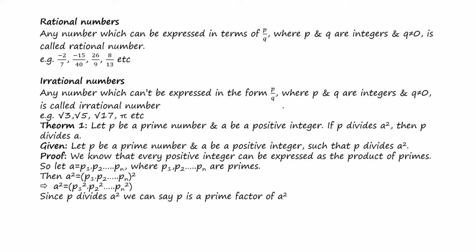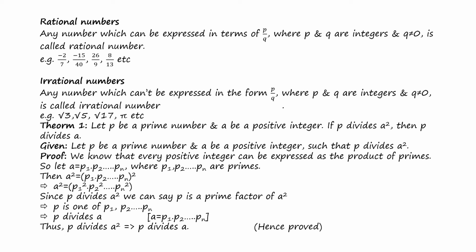Since p divides a square, we can say p is a prime factor of a square. So p is one of p1 or p2 or p3 up to pn, which implies p divides a, because a equals p1 into p2 into p3 up to pn. That means if p divides a square, p divides a. Hence proved.